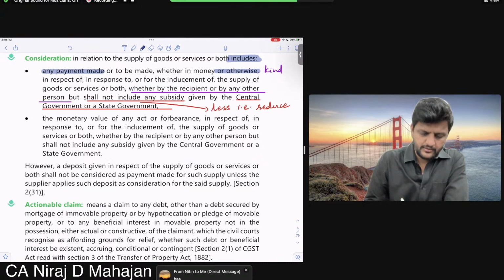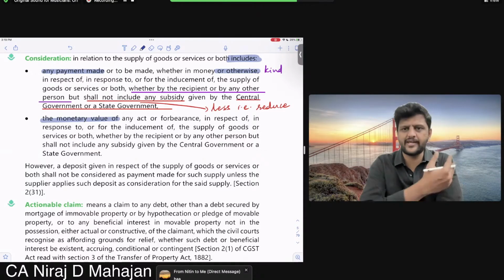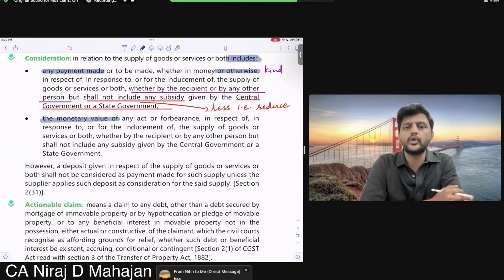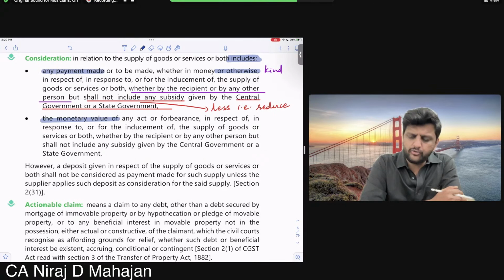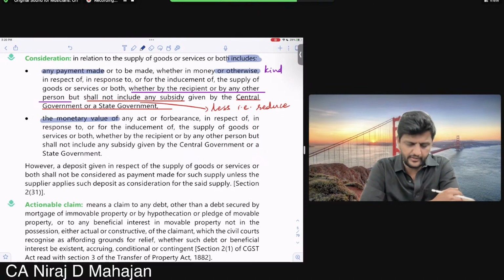Then the monetary value of any act or forbearance. Forbearance, this is again your contract, act of not to do. Non-compete, like. The monetary value of any act or forbearance in respect of, in response to, or for the inducement of supply of goods or services or both, whether by the recipient or any other person, but shall not include any subsidy given by the central government or the state government. So any payment or any monetary value, okay, of anything done or not done. Fine till here?